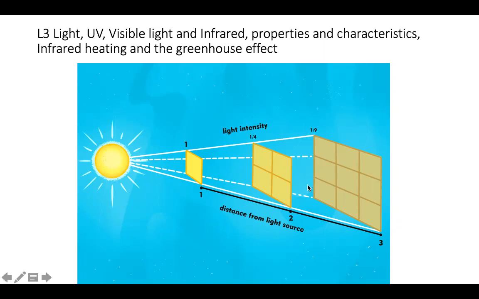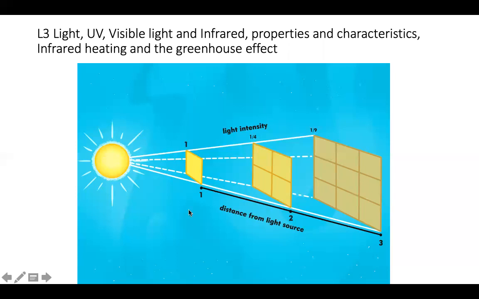If we were to move to 2 meters away, then suddenly that area that needs to be covered by the same number of photons becomes 2 by 2, which is 4 square meters. So the light intensity is a quarter of what it was when we were only 1 meter away. To the same effect, if we now move to 3 meters away, that square area that needs to be covered by exactly the same number of photons becomes 3 by 3, which is 9 square meters, and therefore our light intensity drops to 1/9 of what it had been when we were only 1 meter away.